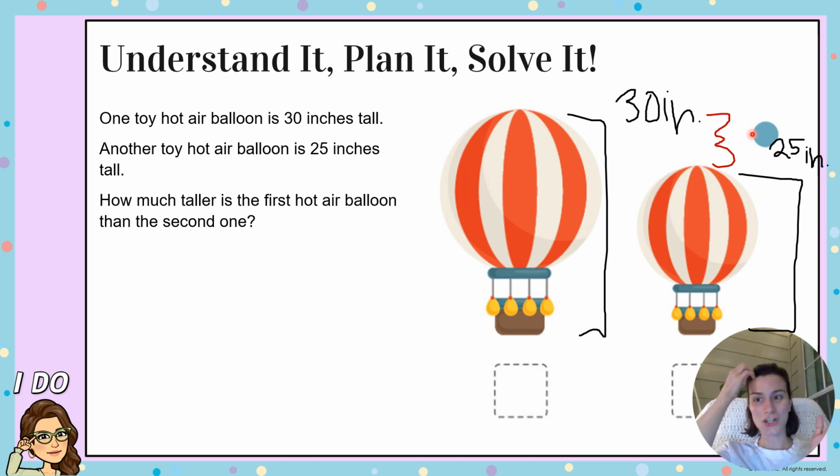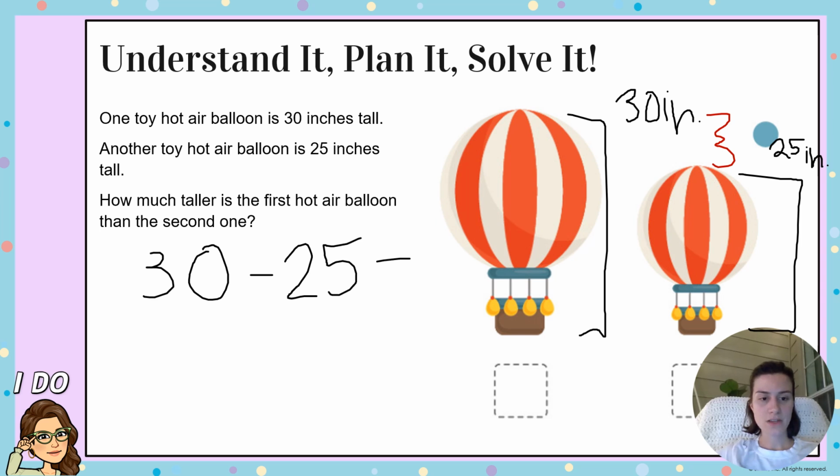I can measure that by comparing the two measurements, and I can write a number sentence to show this. 30 minus 25 equals. The reason that I wrote the number 30 first is because it's my largest amount and I'm subtracting. I know that I'm subtracting because I'm trying to find the difference between the two. I'm comparing two amounts. And then I wrote the number 25 equals.